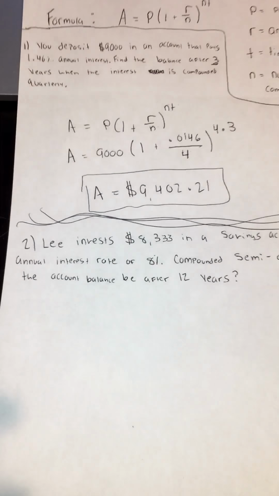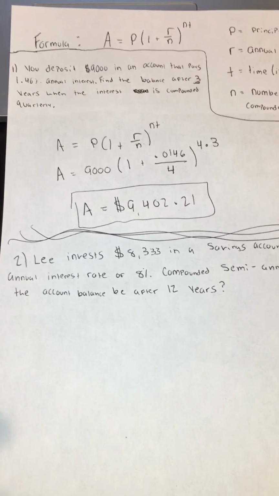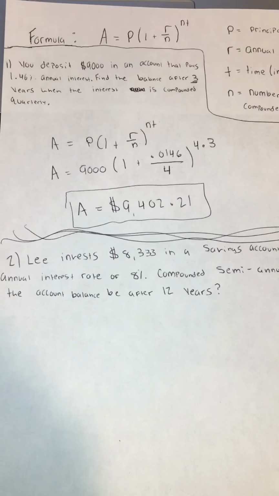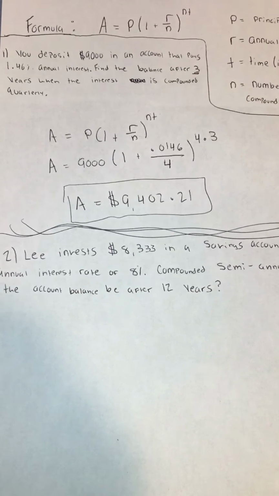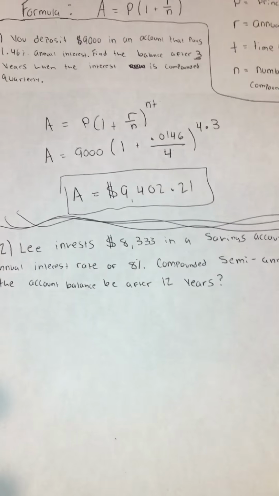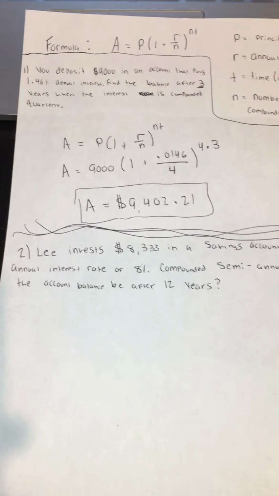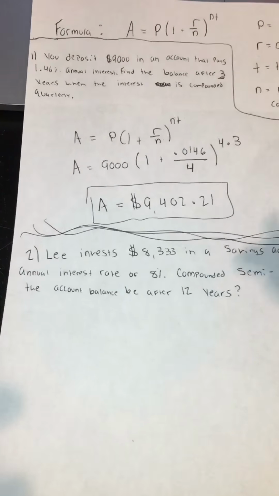While that's all well and good, I decided that we could go ahead and solve a question on our own. So this question reads, Lee invests $8,333 in a savings account with a fixed annual interest rate of 8% compounded semi-annually. What will the account balance be after 12 years?